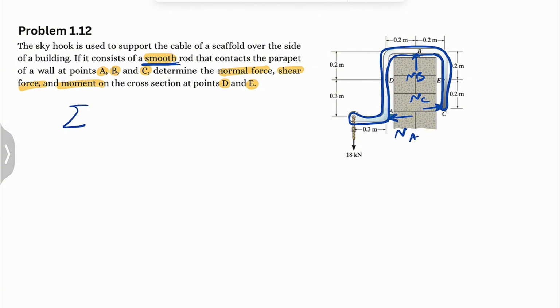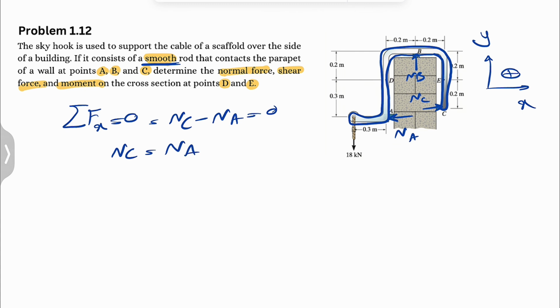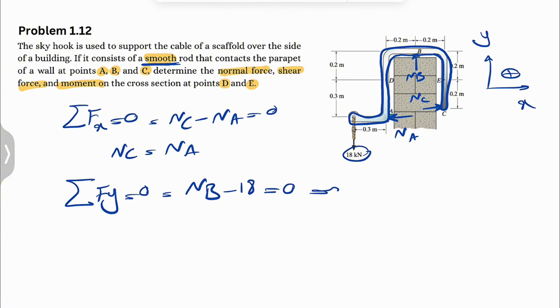So we can start with the sum of all forces in X equals 0. I'm going to show positive direction for X and Y. Looking at this, the only X components that we have on this body are NC and NA. So basically we have NC minus NA equals 0, which means NC is equal to NA. We can move on to the sum of all forces in Y equals 0. We can see we have NB positive since it's upward, and we have this negative 18 kilonewtons equals 0. So NB is 18 kilonewtons. So we found one of the unknowns.